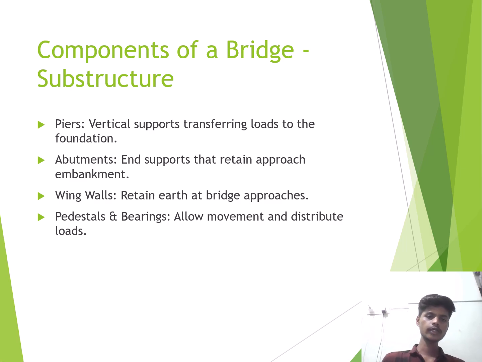Abutments are the end supports of the long span, end supports that retain the approach embankment. Third one is wing wall. Wing wall is used to retain the earth at bridge approaches. Pedestal and bearings allow movement and distribute load.